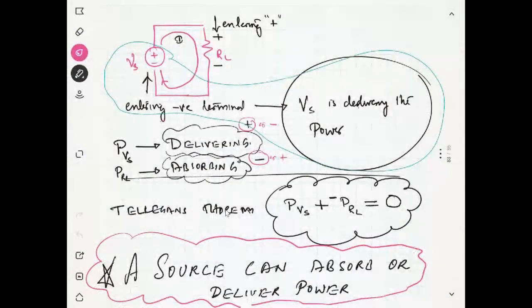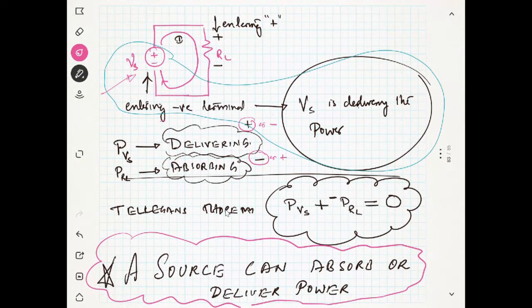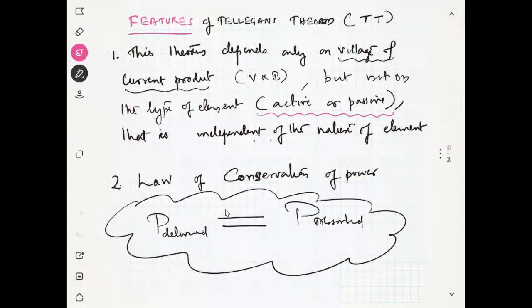But this point is very important. That means if you have a source Vs, and if the current is entering the negative terminal, or if the current is leaving the positive terminal, then Vs is delivering the power. That you should not forget.